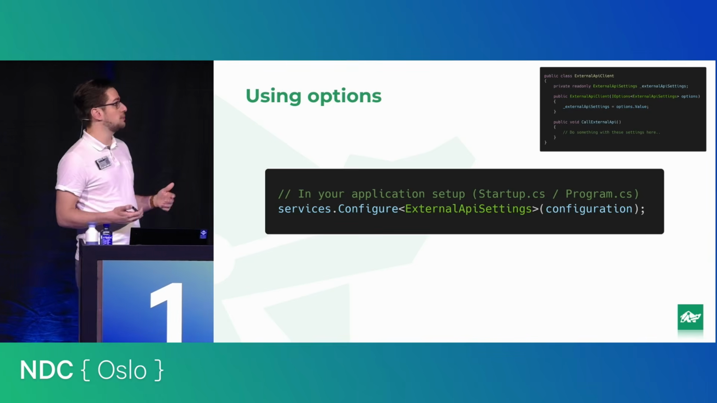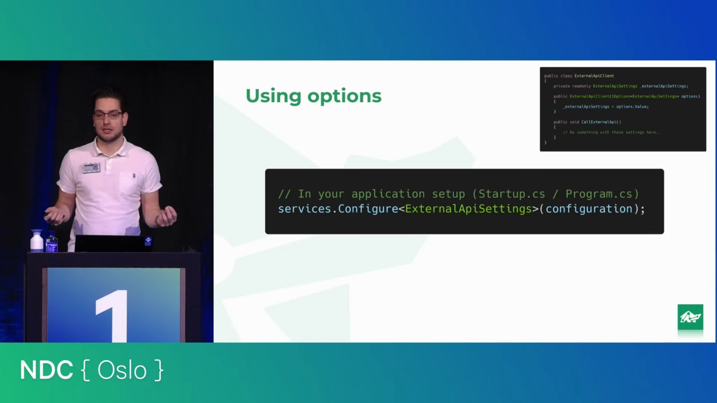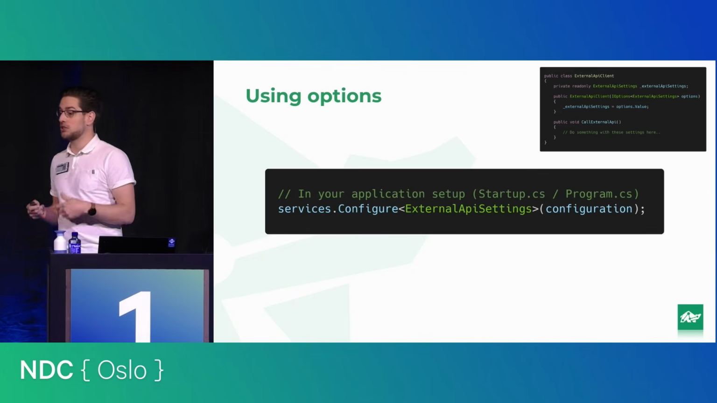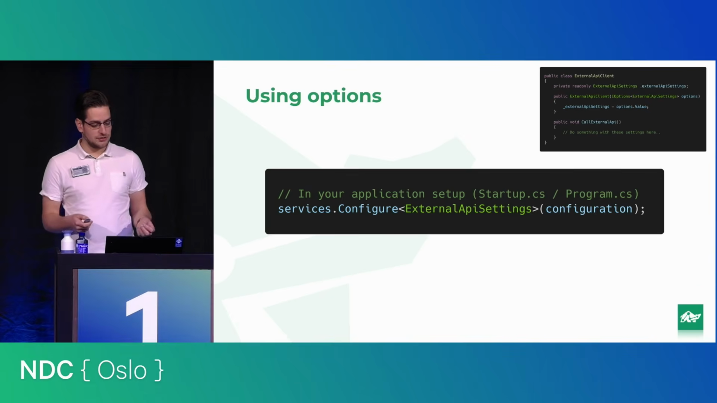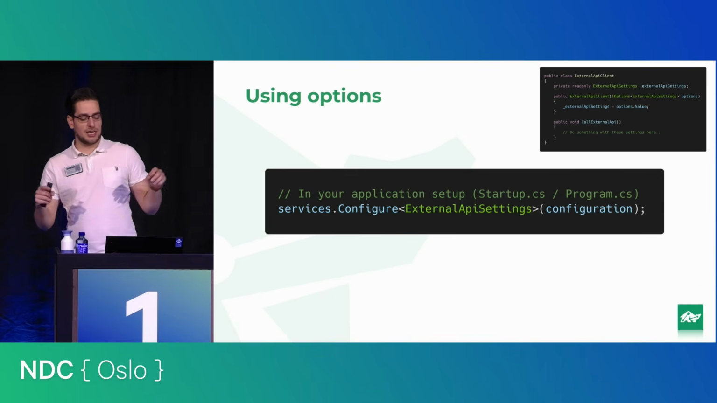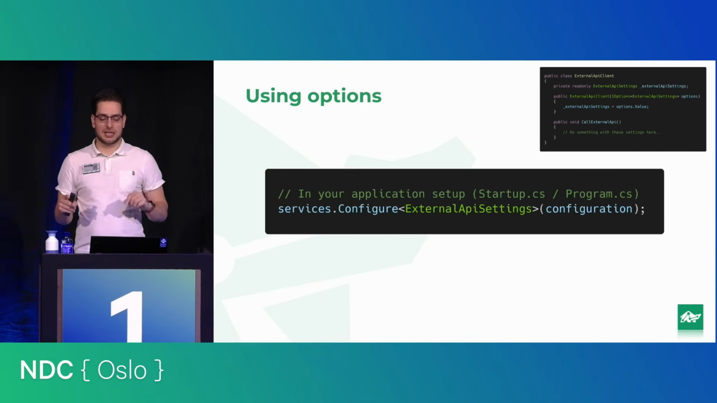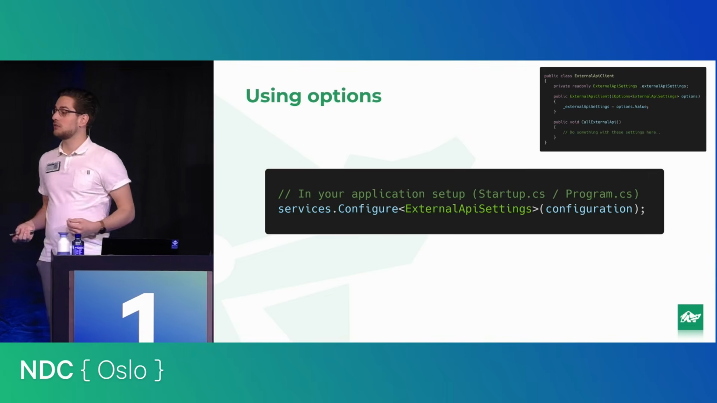So we can use the options pattern in lots of different ways. This is the easiest one. So somewhere in your application startup or in your Program.cs, we can say services.Configure, and we're going to tell it, hey, configure the ExternalApiSettings class again, and then you pass in your configuration system.